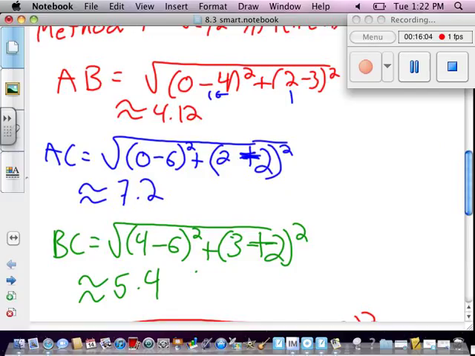All right, if we're looking at B to C, 4 minus 6 is 3 minus a negative 2. Yeah, that equals 7.2, yes. This would be, yes, should be AB, not AC.